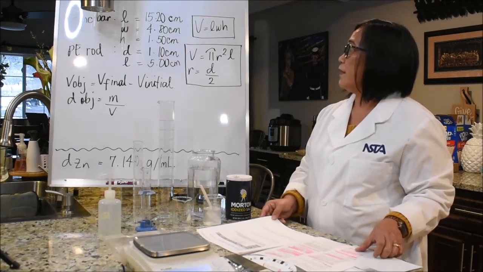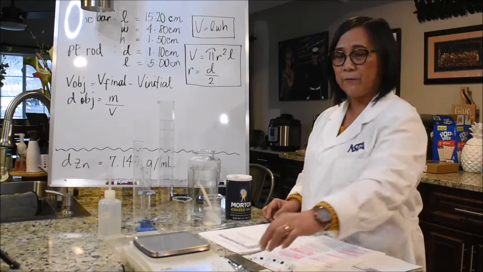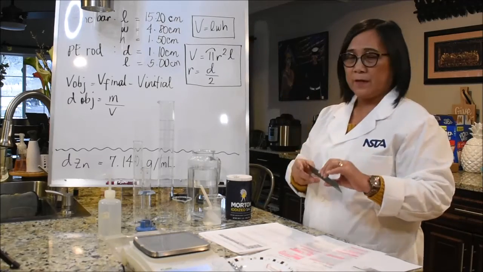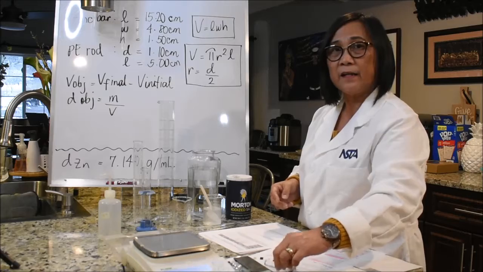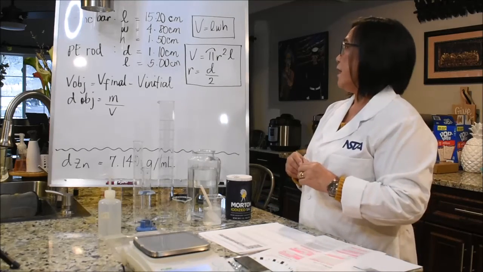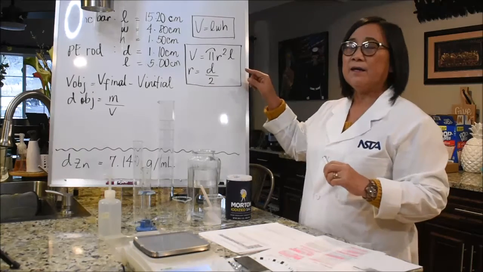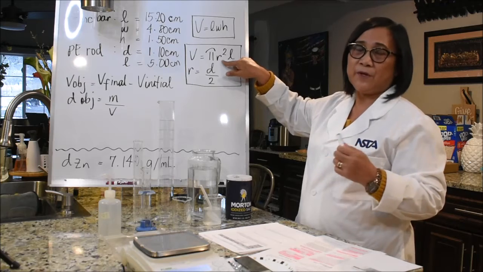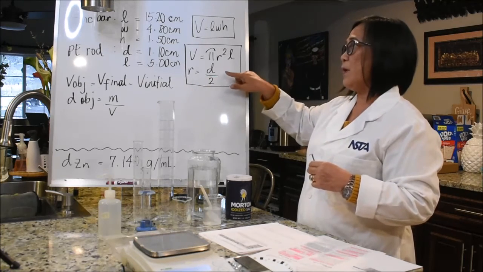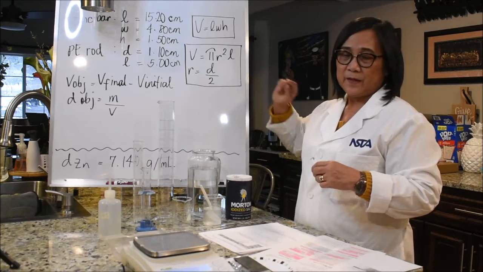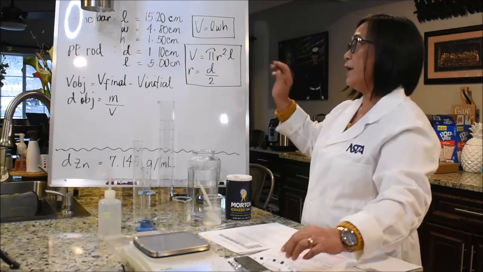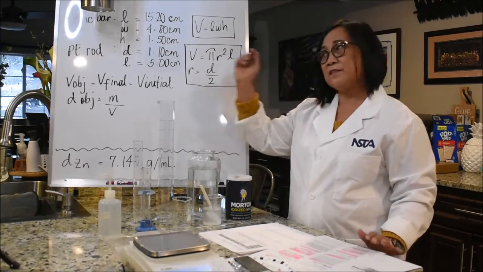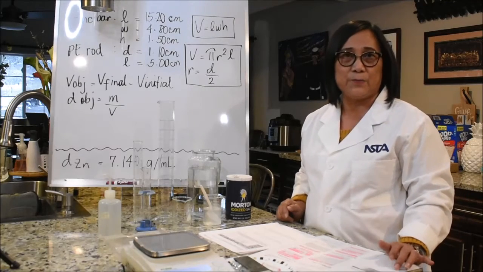Okay. First is the formula for volume of a rectangular object, and that would be length times width times height. And the volume of a cylindrical object like this rod, the formula is volume is equal to pi r squared times L. R here is radius, and you should remember from your math class that radius is equal to half of the diameter. Eventually, you will use your calculated values for volume to find the density of the object, and density is equal to mass divided by volume.